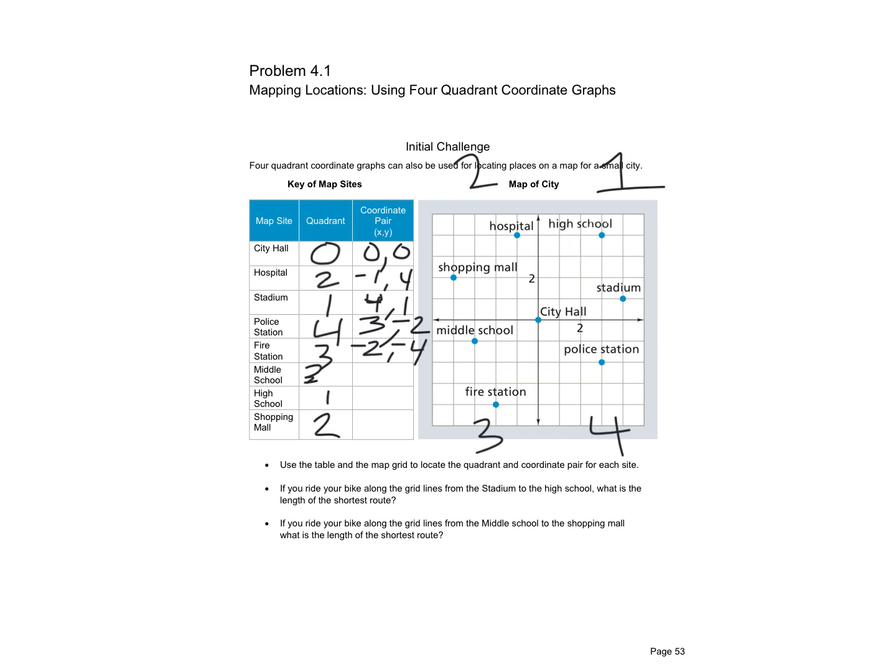Middle school. -1, 2, 3, -1. High school. That's going to be 1, 2, 3, 1, 2, 3, 4. And finally, the shopping mall. -1, 2, 3, 4, and then 1, 2. -4, 2. All right, then it asks, if you ride your bike along the grid lines from the stadium to the high school, what is the length of the shortest route?